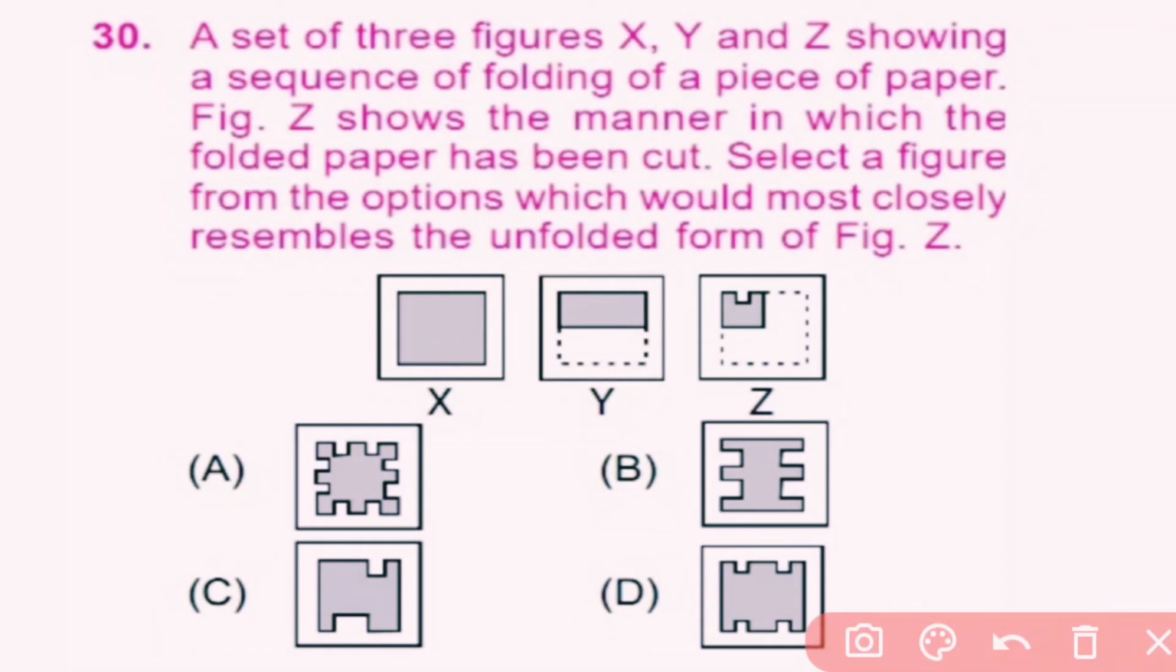Question number 30. A set of three figures X, Y and Z showing a sequence of folding of a piece of paper. Figure Z shows the manner in which the folded paper has been cut. Select a figure from the options which would most closely resemble the unfolded form of figure Z. Here option B will closely resemble the unfolded form of figure Z. D is the correct answer.